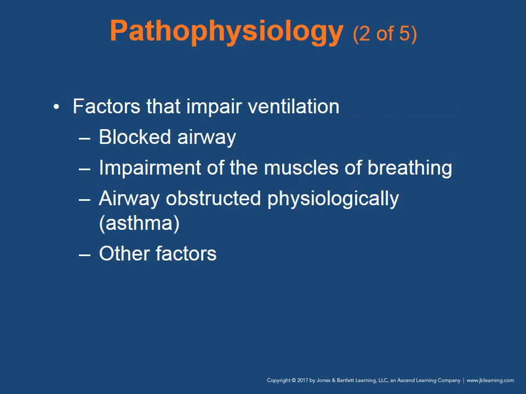So factors that impair ventilation: blocked airway, right? Whether it be a foreign body airway obstruction or the patient's own tongue. About 70% of the time, when a patient is altered or unresponsive, it's going to be their own tongue that's going to be that airway obstruction. That's why we try to utilize an OPA or an NPA to stent that space open, to move that tongue out of the way so that we have a space for the air to move through. Impairment of muscles of breathing, airway obstructed physiologically, asthma, and then other factors.